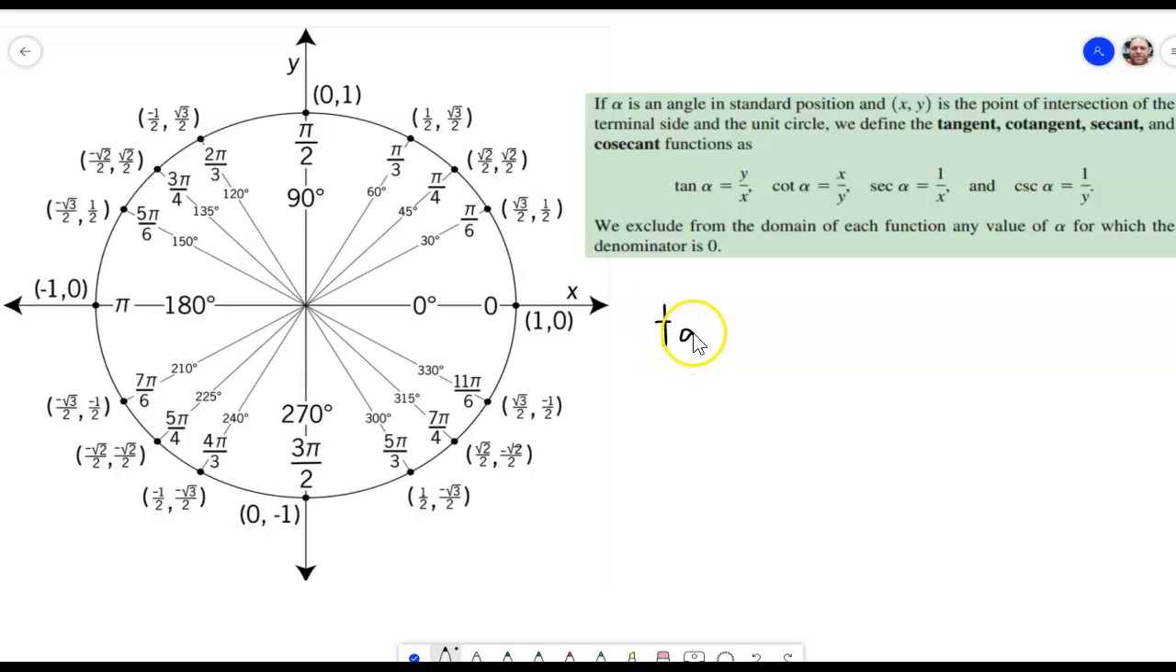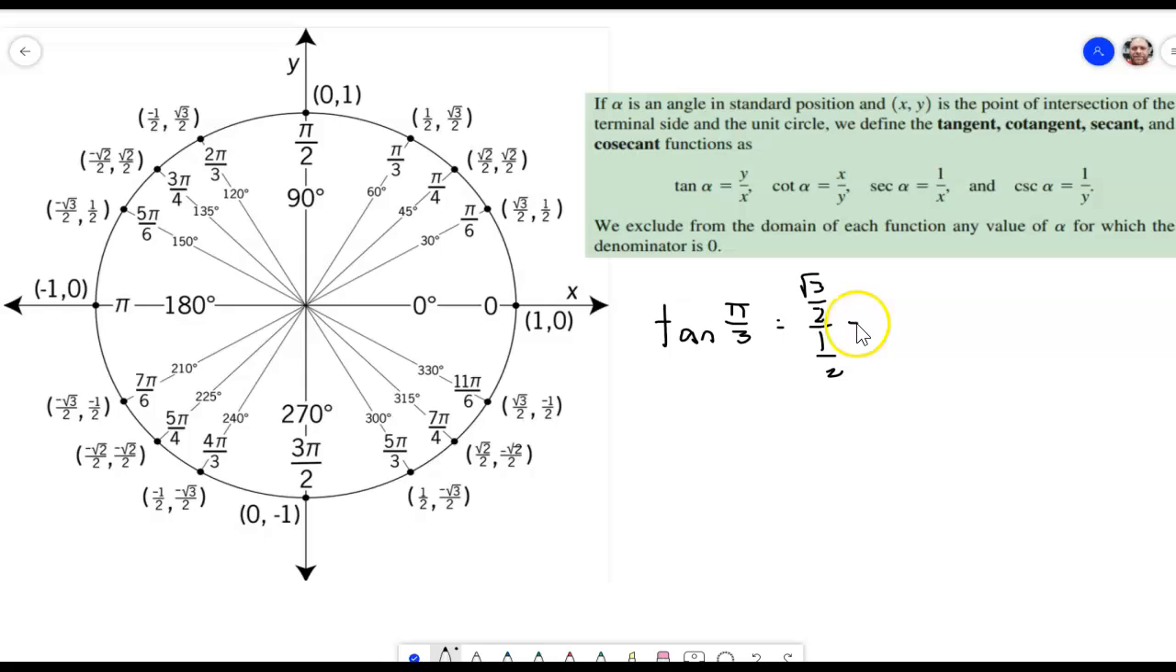So the tangent of pi over 3. All right, so here's what I do. I go over here and I say that is equal to y over x for that angle, right? So I go to pi over 3. There's my y value, there's my x value. So this is equal to the square root of 3 over 2, because that's my y value, over my x value, which is 1/2.